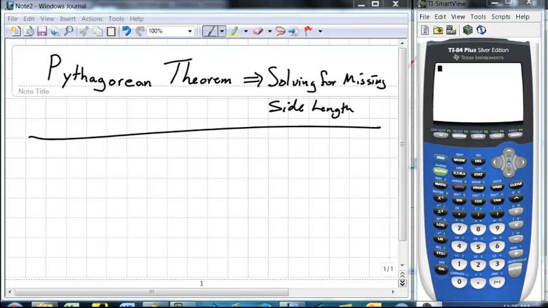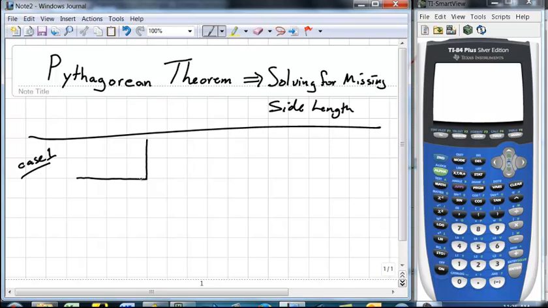This is Jack Jackson. We're going to see how we can use the Pythagorean Theorem to solve for a missing side length. And there's actually just two cases to look at. Case one is we're given a right triangle, and we know the two legs. So, for example, we know this is 3 centimeters and this is 4 centimeters. Can we find the other side?